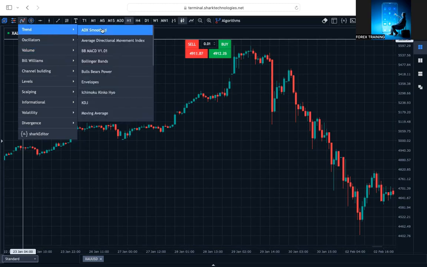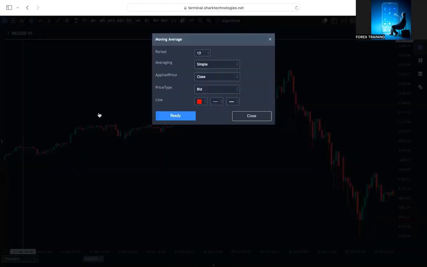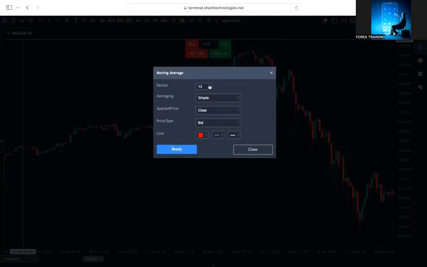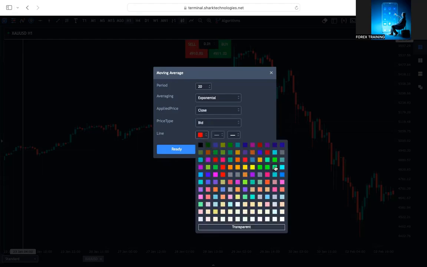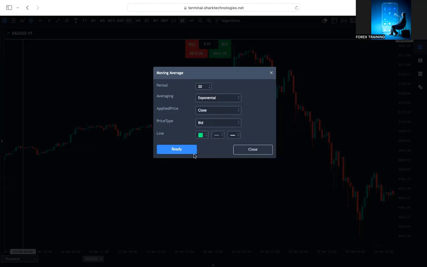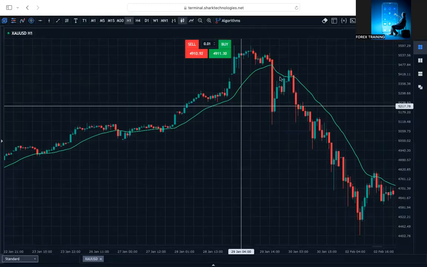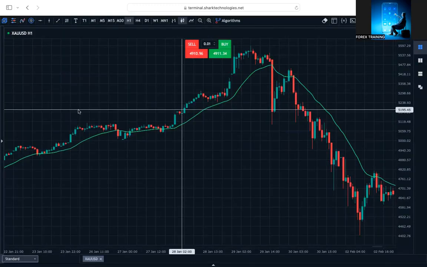So, we need to follow the trend, and after identifying the trend, we move to the moving average. Once we're on the moving average, you'll need to change its settings a little. So the first indicator I've added is EMA, and by default, the EMA was set to simple, which I converted to exponential. I changed its color to green and set it to 20. Okay, so now it's ready. See, you can see this green line here. This is the 20 EMA.